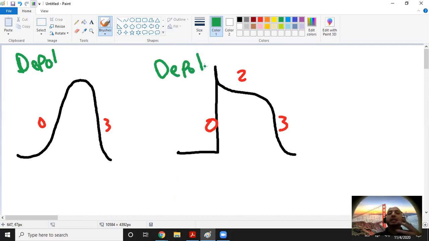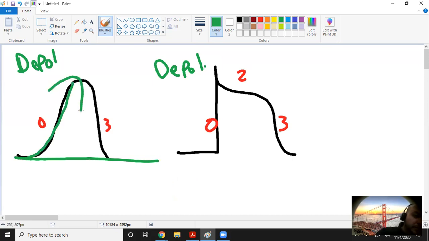Now, really quick, to depolarize, what does that mean? To become more positive or more negative? To become more positive, okay? Meaning we go from the base and we're moving up. We're becoming more positive, okay? That's depolarization. Well, then what about phase 3?